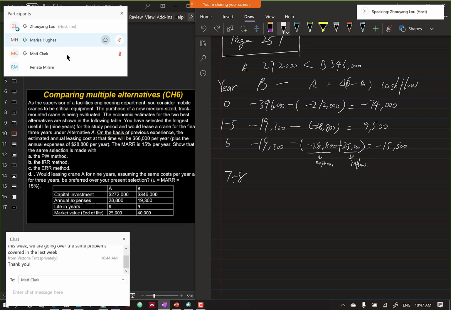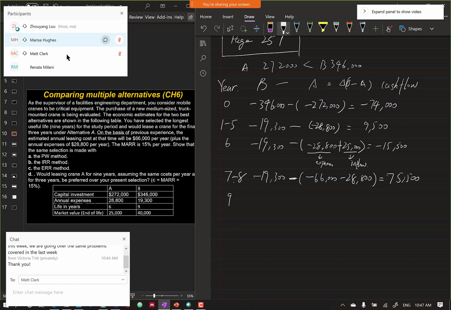And for years 7 and 8, since that's just the annual expenses for both, we still have for B minus 19,300, and for A, minus 28,800. Then we calculate the difference between these two, and that will be 75,500.